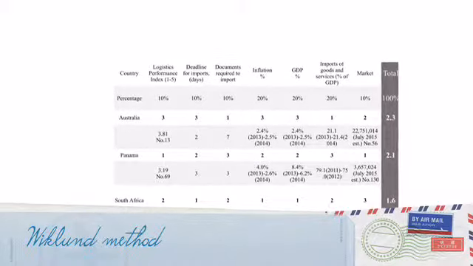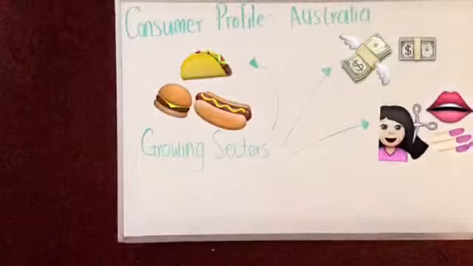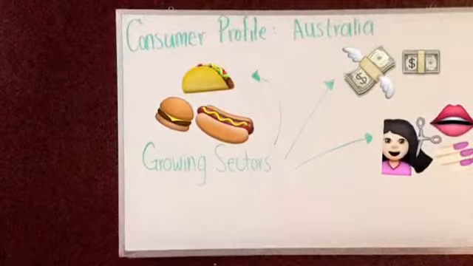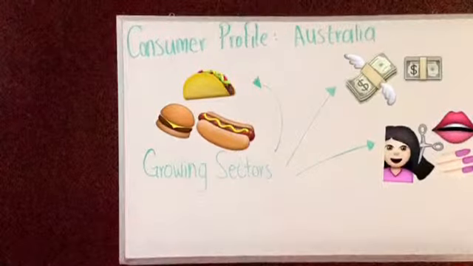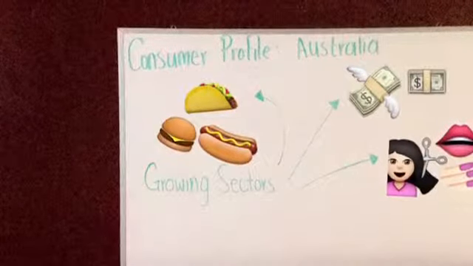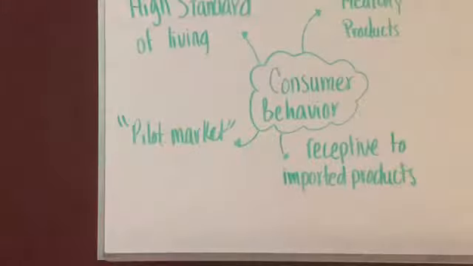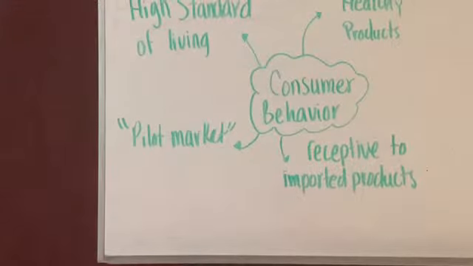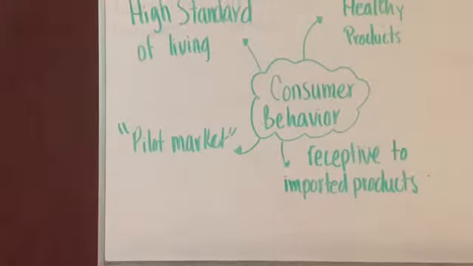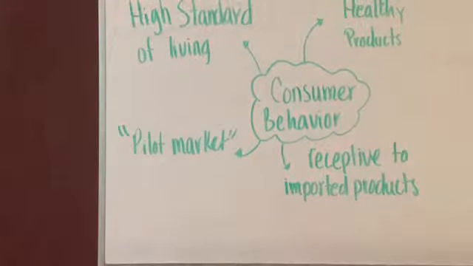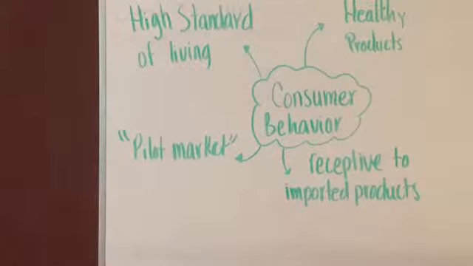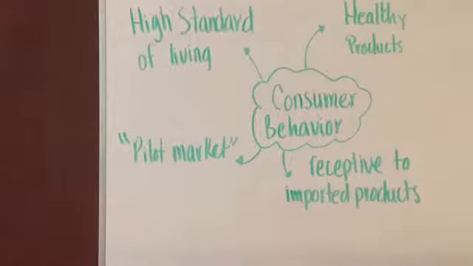In this case, Australia gets the best score. After finishing our international market selection, we decided to analyze the consumer profile of Australia, which has 3 specific growing sectors that are food, financial services, and beauty and fitness care. Talking about consumer behavior, Australia has a high standard of living and a population among which there is a strong demand for high-value-added products. Australia can also be seen as a pilot market because more and more companies who want to penetrate the American market use Australia as a test zone.